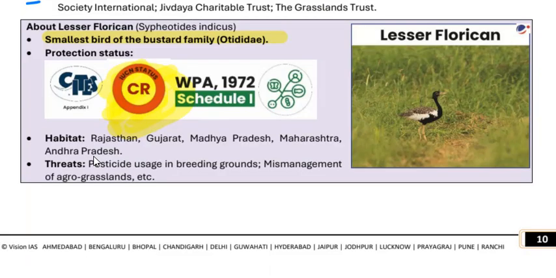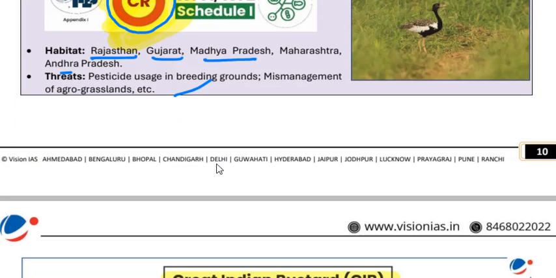Okay, first, 2 species are given here in detail, that is Lesser Florican and the Great Indian Bustard. Lesser Florican is the smallest bird of the bustard family. It comes in the critically endangered category. The habitat is Rajasthan, Gujarat, Madhya Pradesh, Maharashtra, Andhra Pradesh. Threats are pesticide use in the breeding grounds, mismanagement of agro grassland, etc. Okay, this is Lesser Florican.